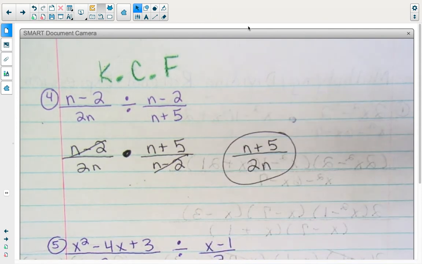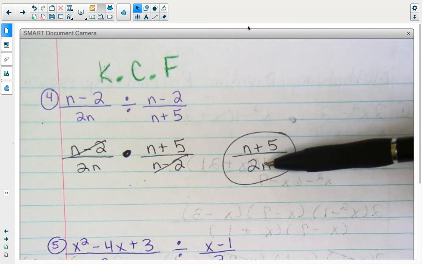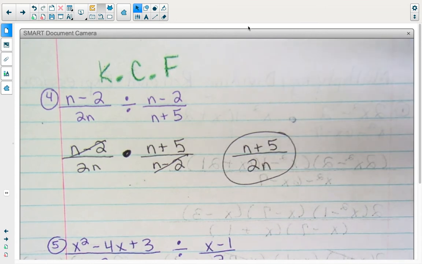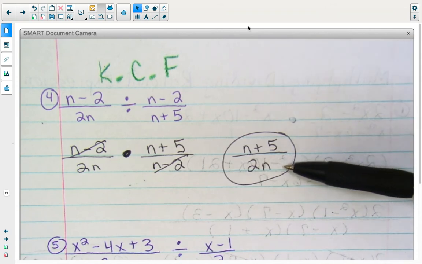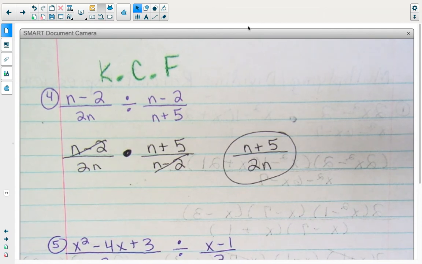That's my final answer. You cannot cancel these out. This is over addition. This is being multiplied. You can only factor out things that are being multiplied. So this is my final answer, n plus 5 over 2n. So not too bad. Keep, change, flip, and then it turns into a multiplication problem.